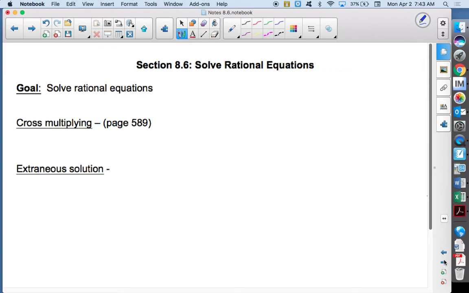And we will spend 2 days on this, so we'll work on some of the problems today, and then we'll also go over some on Wednesday as well. So again, section 8.6, page 23.